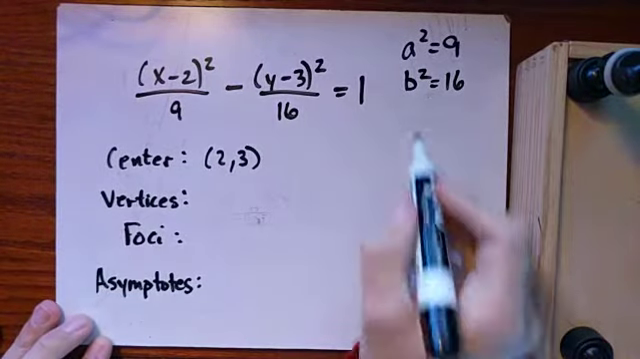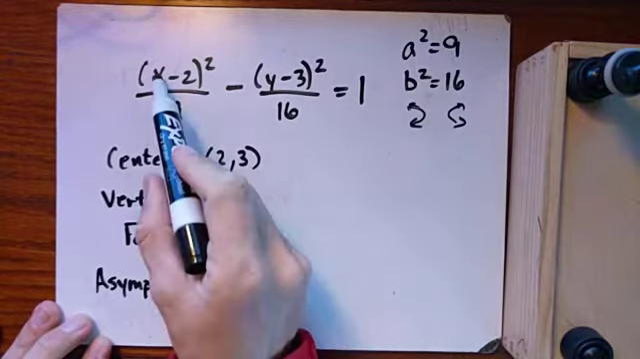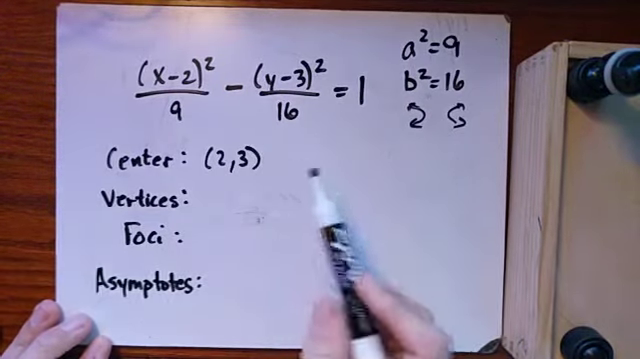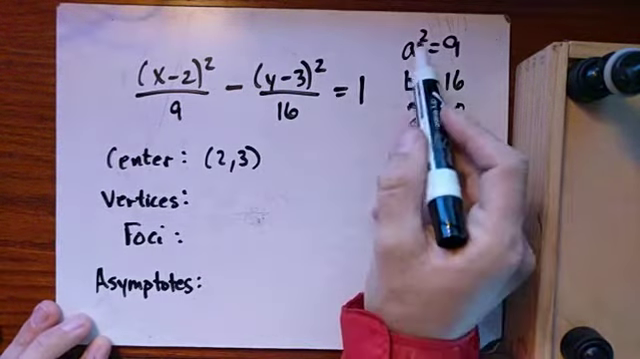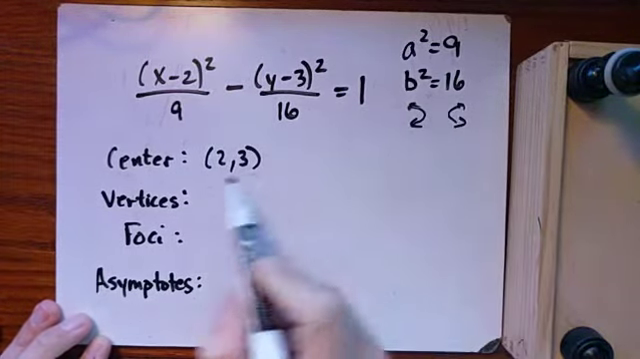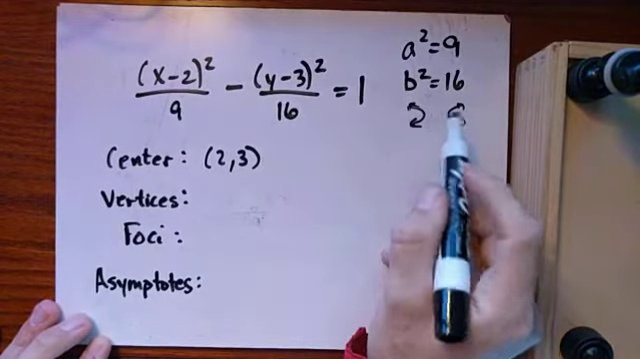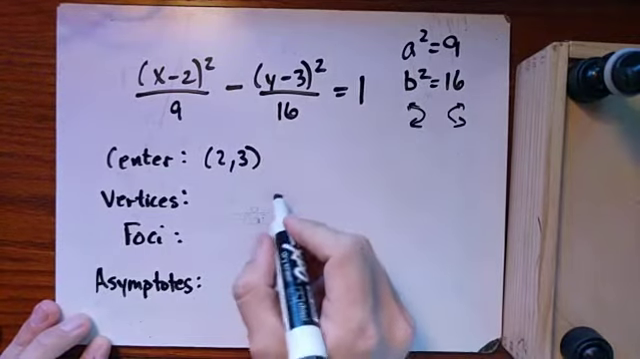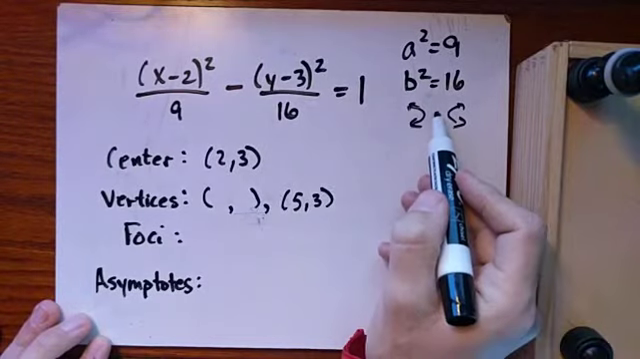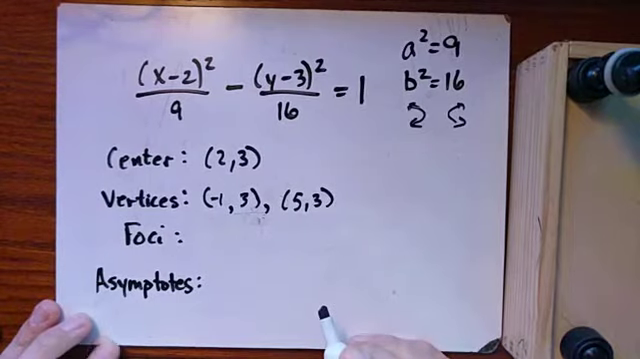And this hyperbola is one that's going to go left and right. And the reason for that is because the x is first. We're doing x squared minus y squared as opposed to the other way around. All right, well, if a squared is 9, that makes a 3, and we're going to go left and right 3 units from the center. So if you take your ordered pair 2, 3, and you go to the right 3, then that's 5, 3. And then the other ordered pair would be 2 minus 3, and then the same y coordinate. So this would be -1, 3. Those are the 2 vertices.